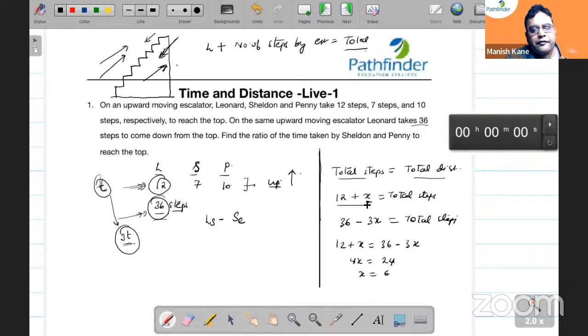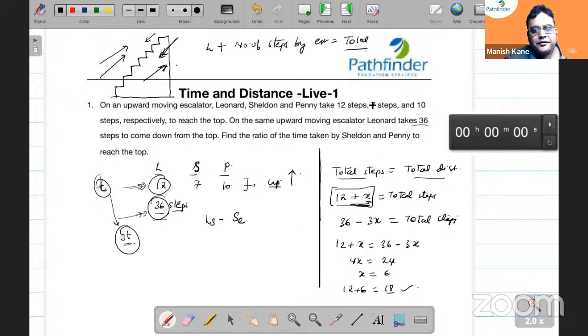So what is the total number of steps? If you put x in any one of these, 12 plus 6 is equal to total number of steps, which is equal to 18. Now we have got a part of our answer. We've got the value for total steps.